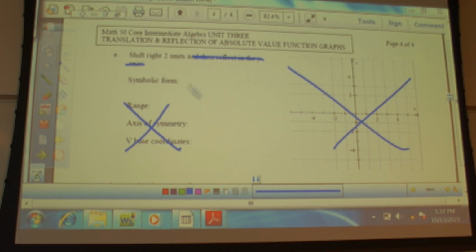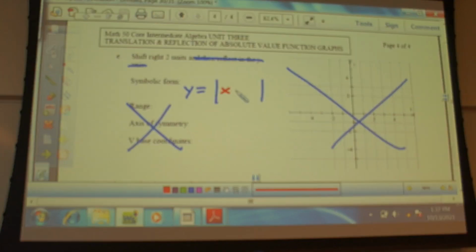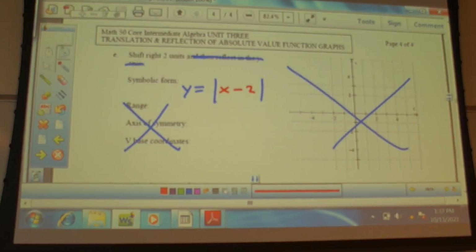Okay, so what do you guys get? Y equals, right 2 is on the inside or the outside? Inside. So on the inside, it becomes what? X minus 2, because it's the opposite.